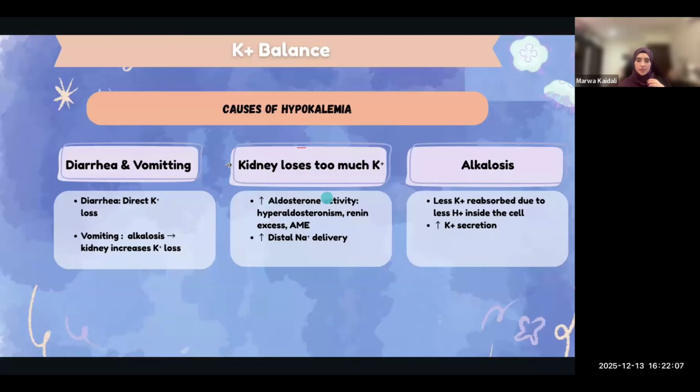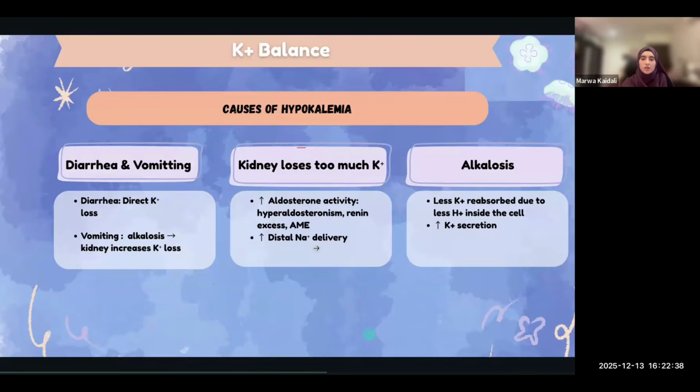Another cause for hypokalemia is when the kidneys lose too much potassium. So the first one is when we have increased aldosterone activity. And this should make sense to you because we said aldosterone is going to overall increase the secretion of potassium. So when we have too much aldosterone, like in a condition called hyperaldosteronism, it means that we're producing too much aldosterone. So we're going to be secreting too much potassium, so we will be losing a lot of potassium. And this is going to bring us into a state of hypokalemia.